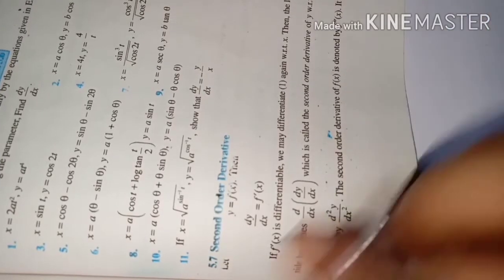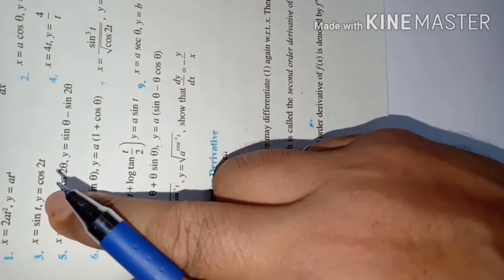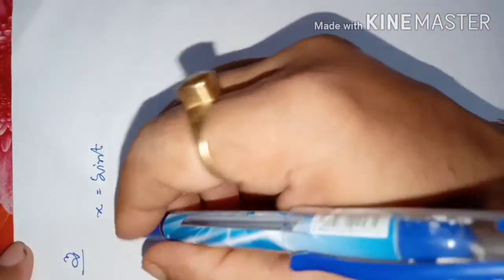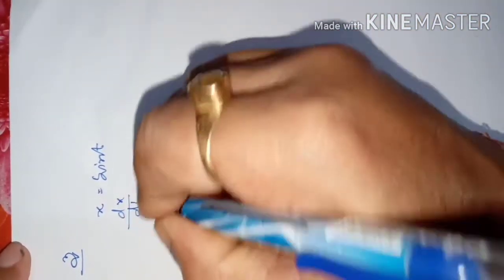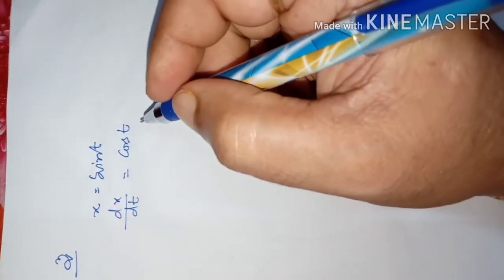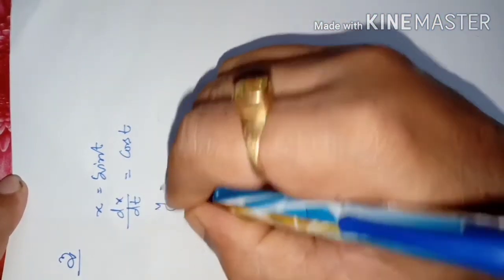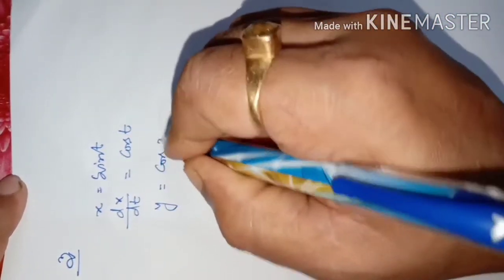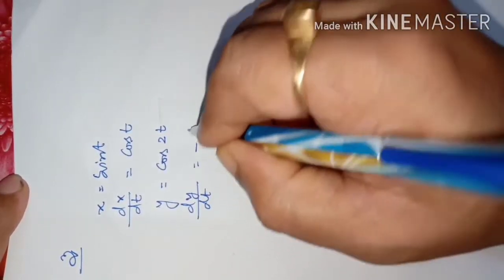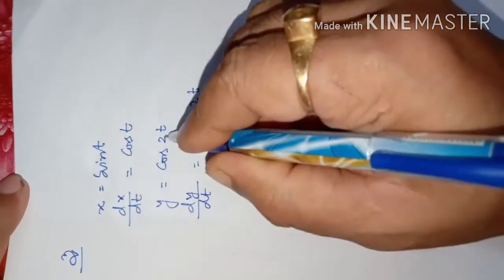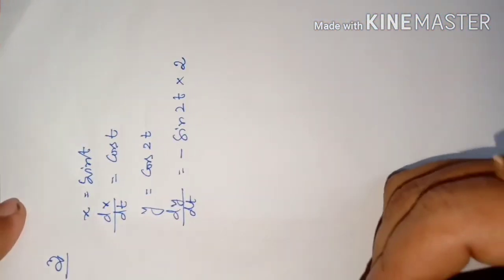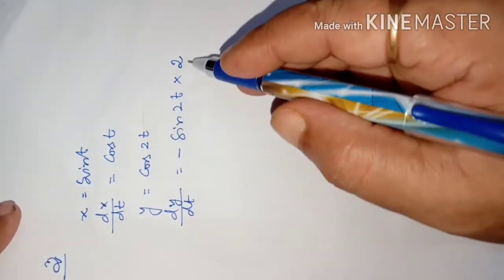Look at the third question. x equal to sin t and y equal to cos 2t. Let us solve this question. x equal to sin t, then dx by dt will be equal to cos t. d by dx of sin t is cos t. Then y equal to cos 2t, then dy by dt will be equal to minus sin 2t. Again d by dt of 2t is what? Just 2.